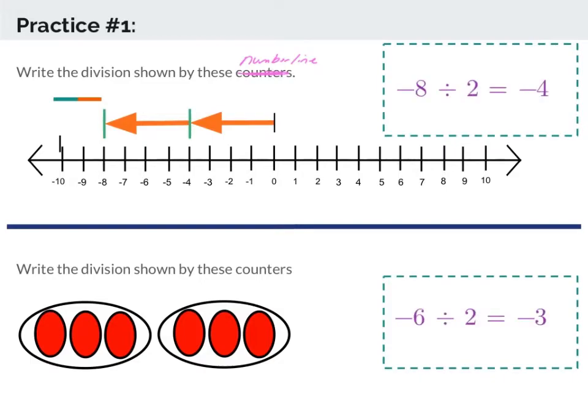How did you do? Were you able to get both questions correct? Did you notice that at the top, the line went from 0 to -8, broken into 2 parts, giving us -4 in each one? And at the bottom, I've got -6, broken into 2 groups, giving us -3 in each one. If your paper matches mine, great. If not, go ahead and make sure that it does now. And let's move on to example C.